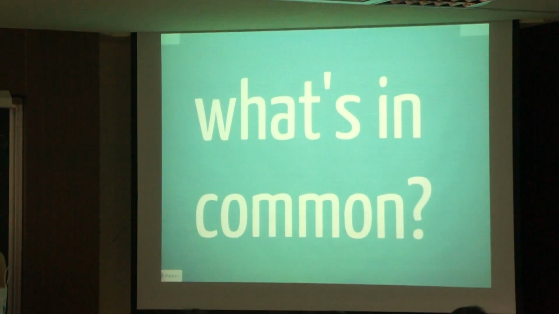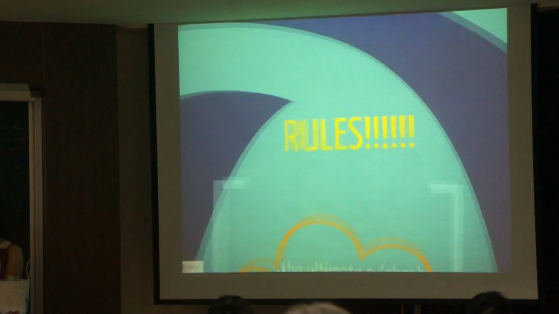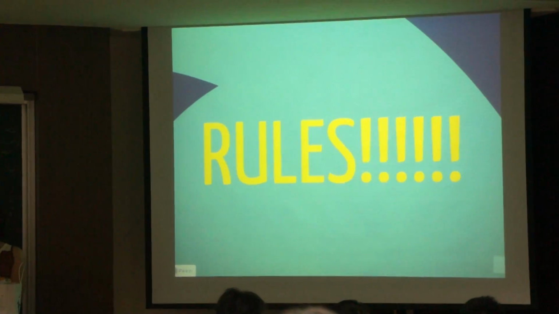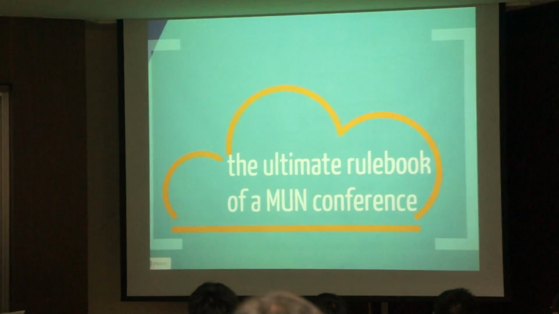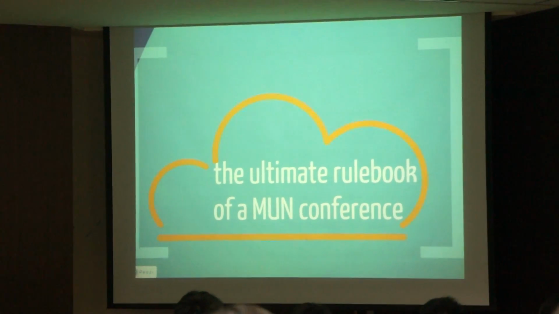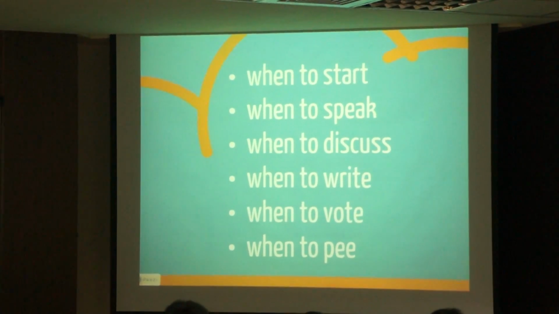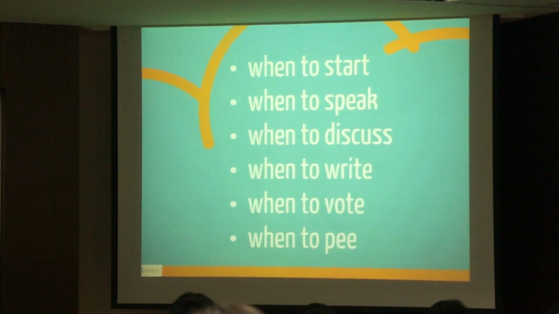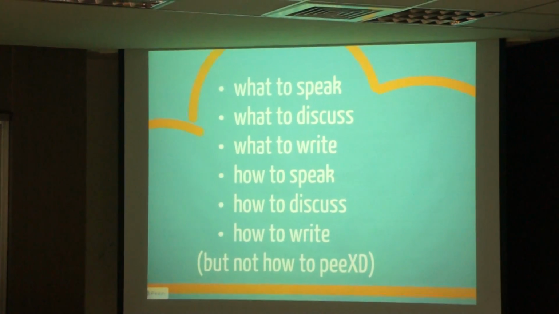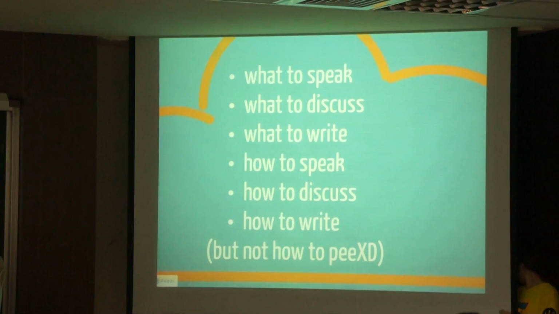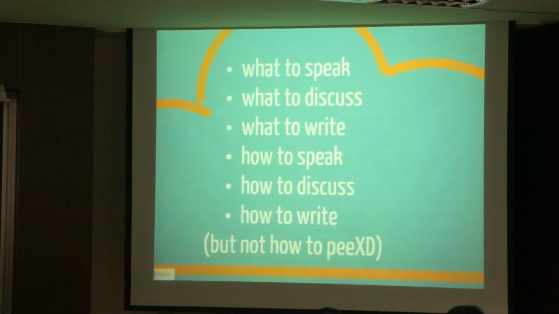Why do I show you these images? What do these images have in common? They are rules. Exactly. ROP is the rule for a MUN conference. It is the ultimate rule book that tells a mother what to do, when to do, and how to do. So it tells you when to start, when to speak, when to discuss, when to write, when to vote, and also when to pee. It also tells you what to speak, what to discuss, what to write, how to speak, how to discuss, how to write, but not how to pee.